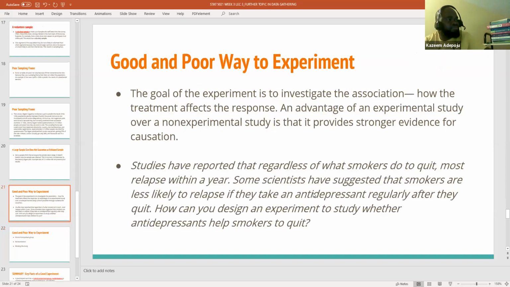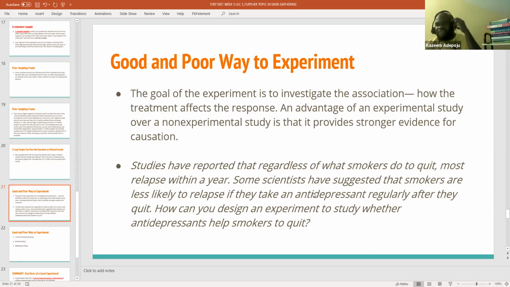Okay. So, if you know the good way, if you know the bad way to sample, the poor way to sample, then the next thing that we actually want to do now is, what are the good and the poor ways to experiment? To sample is different from to experiment. Of course, the goal of any experiment is to be able to investigate whether there's an association between variables, the explanatory variable and the response. That is the essence.